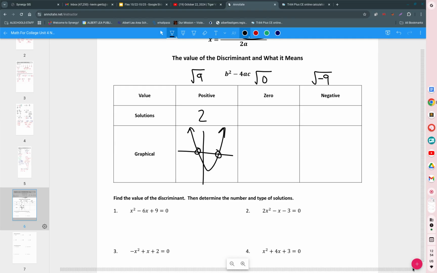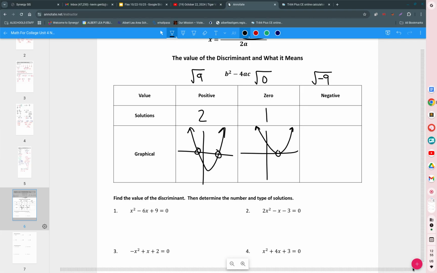What number do you multiply by itself to get 0? 0 times 0. So there's only one number you multiply by itself to get 0. And so if you have 0 underneath the square root, there is one solution. That would mean that the graph would look something like this. It would come down, it would touch just once on the x-axis.